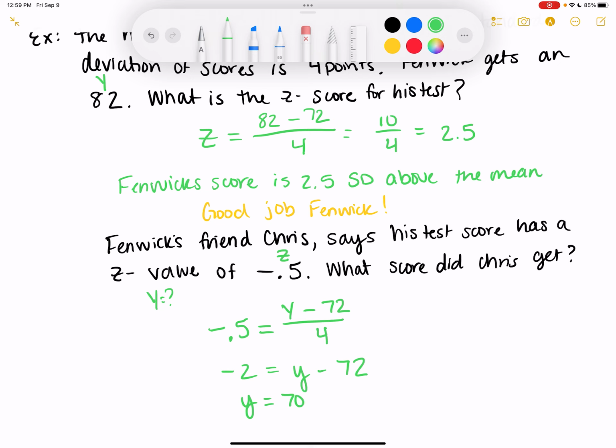So from that, we can conclude that Chris scored a 70 on his test. And that makes sense because we said that Fenwick was 2.5 above and he scored an 82. So for Chris to be below by the minus 0.5, his score had to be less than Fenwick's. So our answer makes sense.